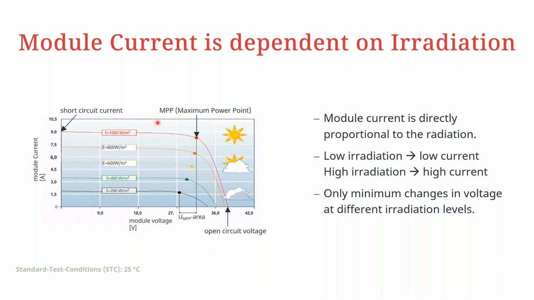module current. So basically, looking at this curve with regards to the respective irradiation figures, 200, 400, 600, 800, and 1000 watts per meter squared, we can see that they have their respective maximum power points. One unique thing you would notice in this case is that the difference in voltage is quite minimal, per se. So what do we now derive from this curve?